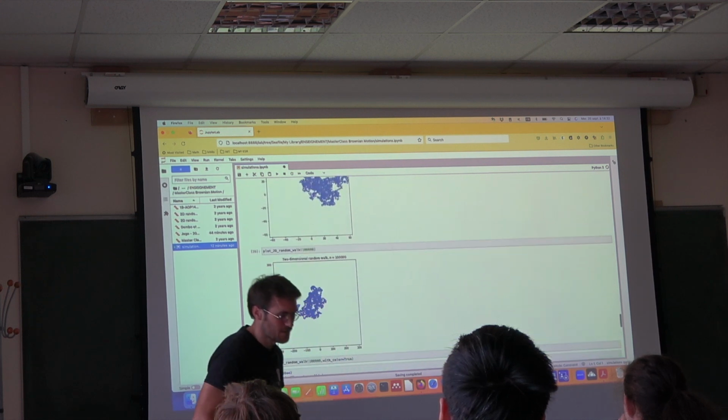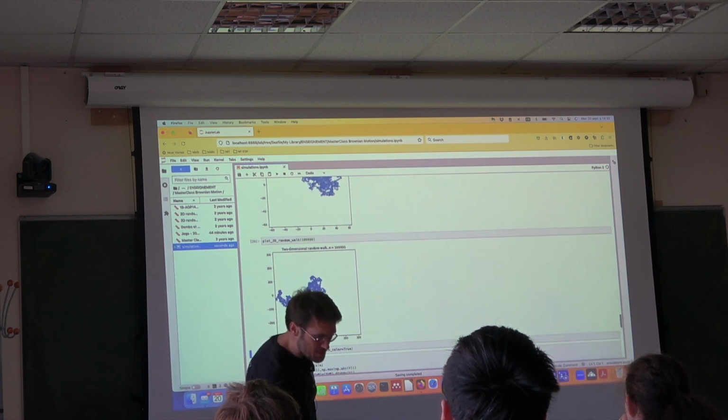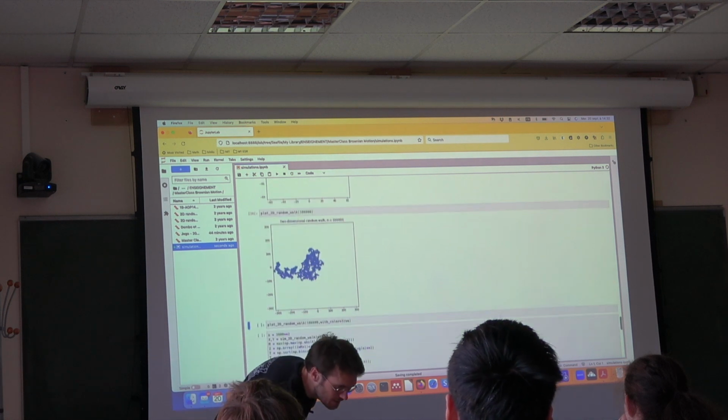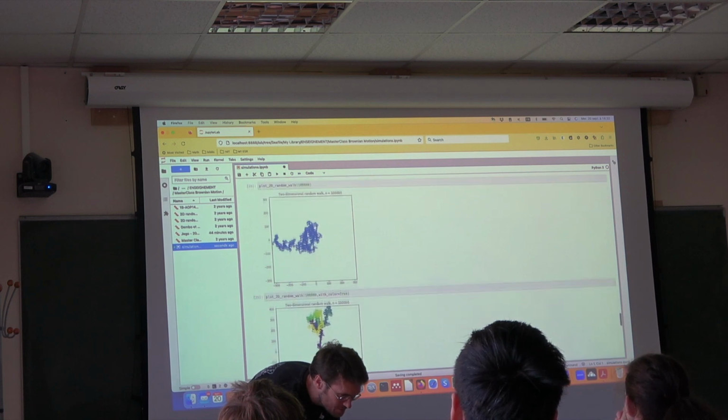And this is with 100,000 steps. So as I said, we lose the information about time here. We just see the trace. And we can recover the information about time if we add colors.